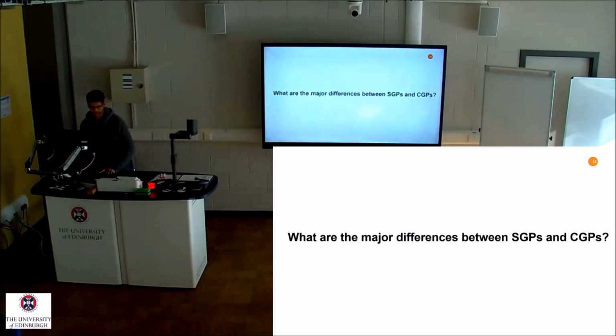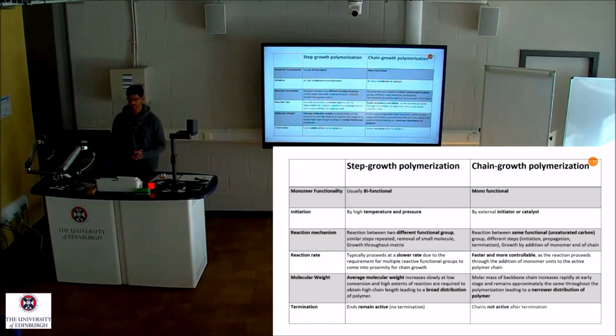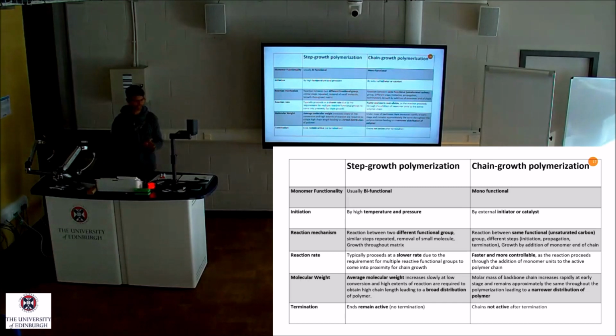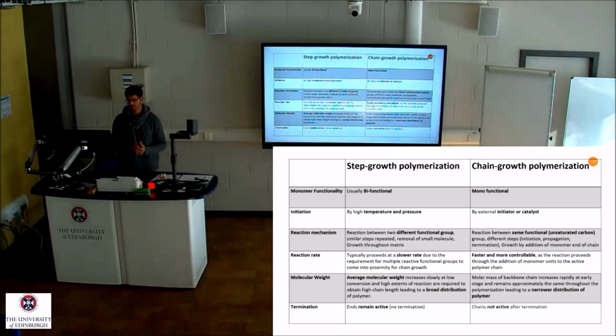Okay. So the next question is, what are the typical differences between SGPs and CGPs? Of course, there is a striking difference between them. So here I try to organize the differences from the beginning to the end. First of all, the choice of monomer that you need for SGP and CGP. When you are going to do the reaction, what is the initiation step? What is the reaction mechanism? The reaction rate, the molecular weight that you get at the end, and the termination point. These are things I think you're already aware of.